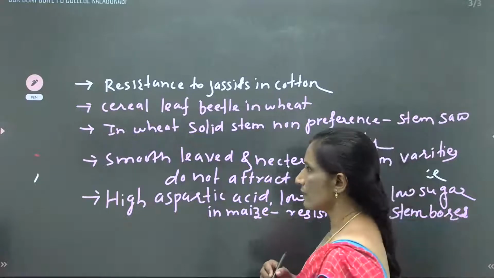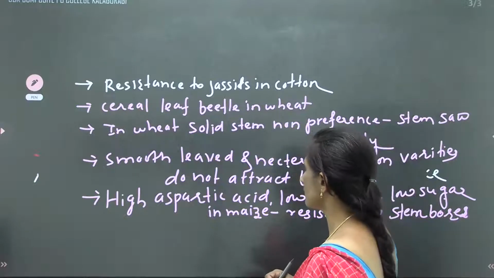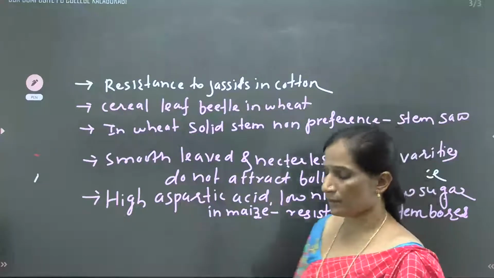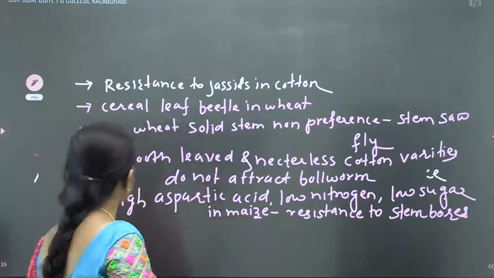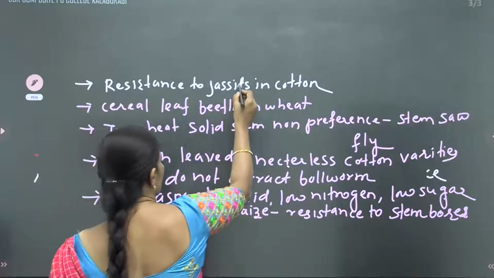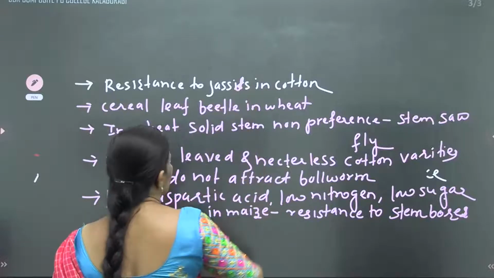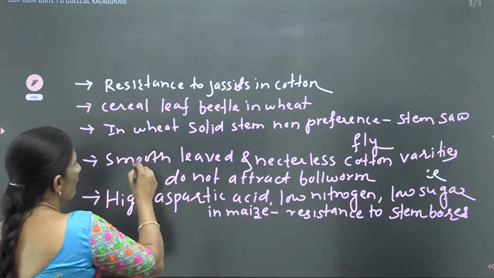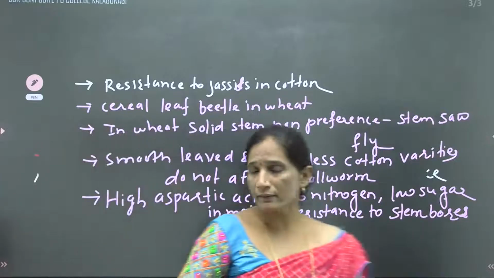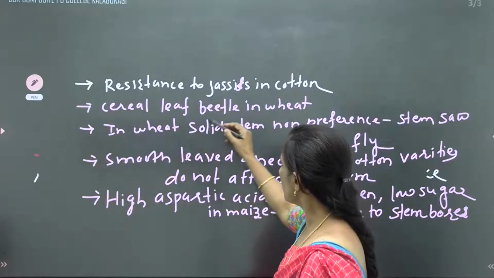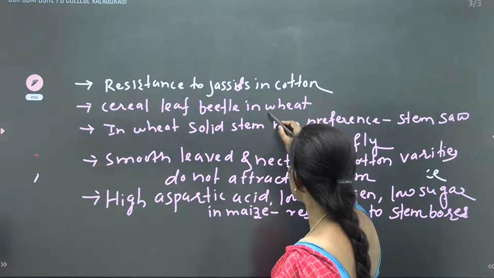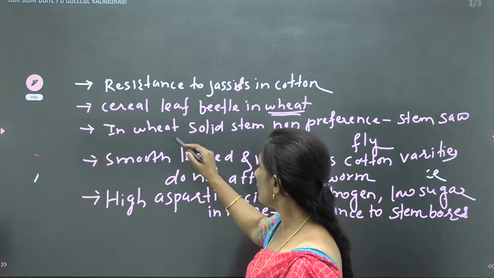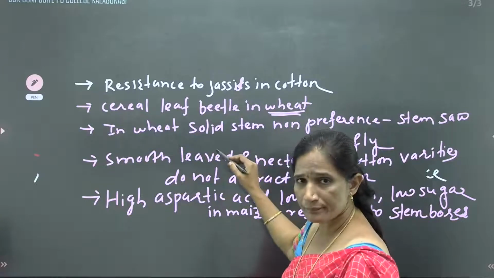So hairy leaves is associated with several plants which is resistance to the insect. So some of the examples they are given, the resistance to aphids in cotton, and the second one is the cereal leaf beetle in wheat. Resistant to what? Cereal leaf beetle in which plant? Cereal leaf beetle in wheat plant. Okay. Third one is in wheat, solid stem. Is it clear?